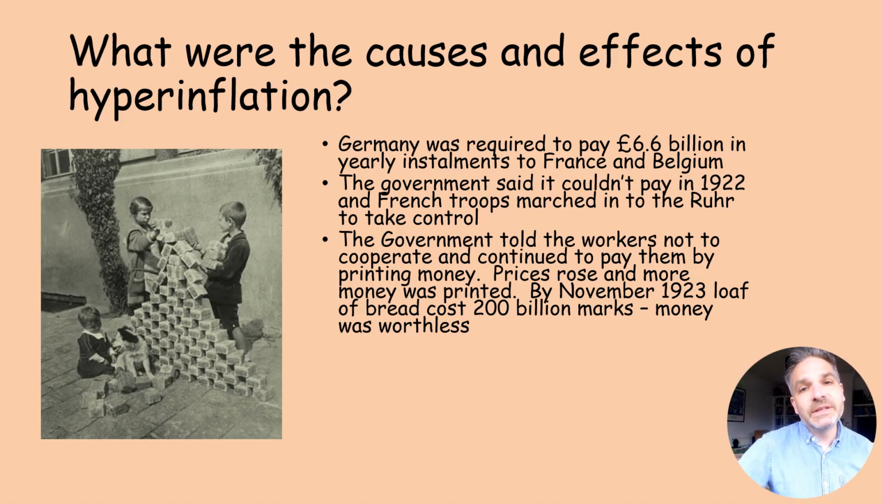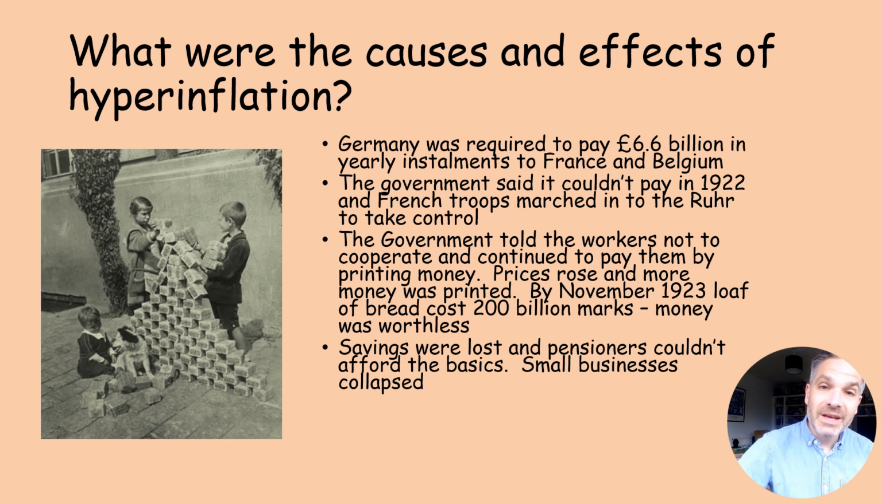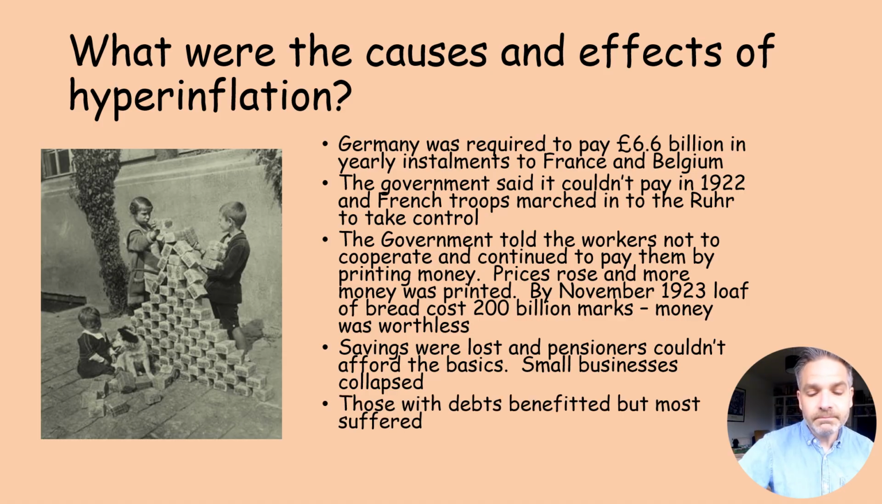By November 1923, hyperinflation has reached its peak. Prices have shot up, and money is completely worthless. A loaf of bread costing 200 billion marks. Those with savings are devastated. Those savings are now worthless. So the middle classes particularly are hit very hard. Pensioners are hit very hard on fixed incomes. Businesses are hit very, very hard. And there are those with debts that benefit, but the vast majority of people in Germany suffer enormously during 1922 to 1923. And that's the environment in which Hitler believes he can seize control.